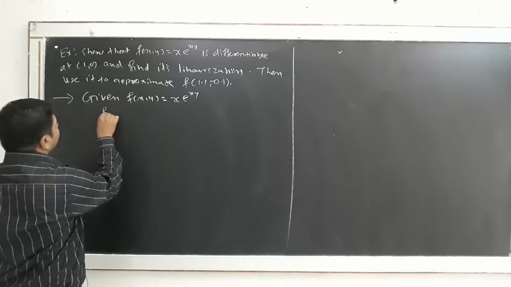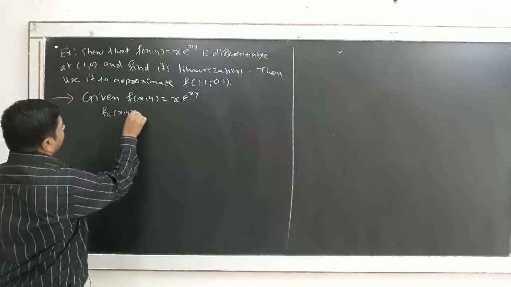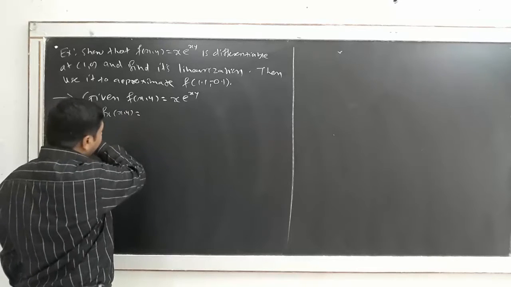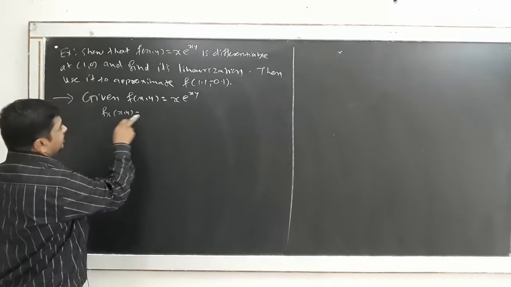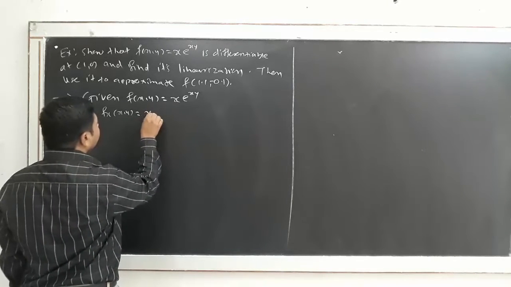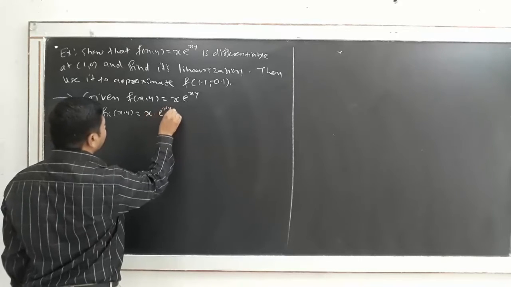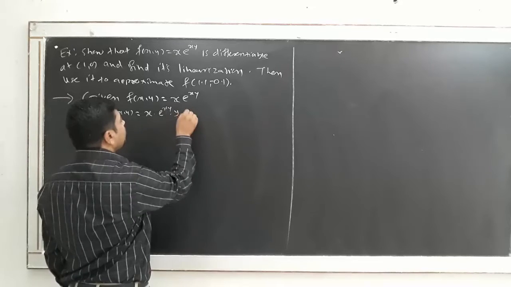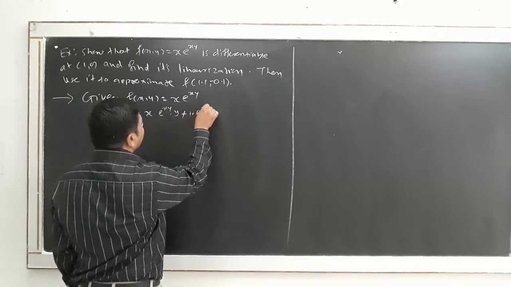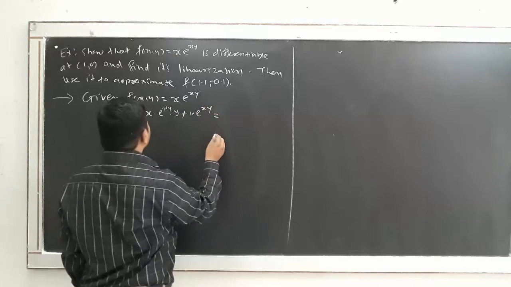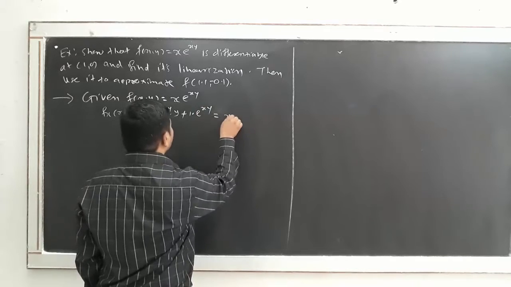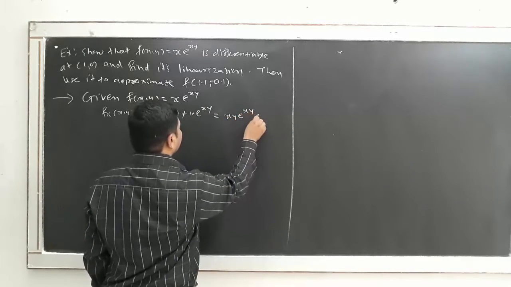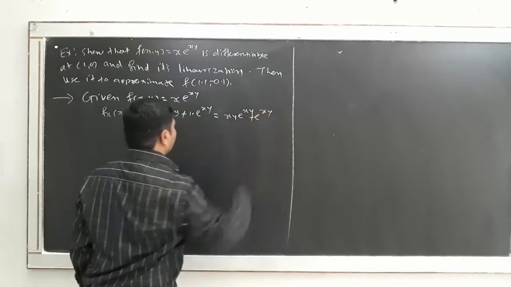We find first fx at xy. So what is fx at xy? Keeping y constant, it is x into e raised to xy into y, plus use the product rule: derivative of x is 1, e raised to xy. So fx is xy e raised to xy plus e raised to xy.